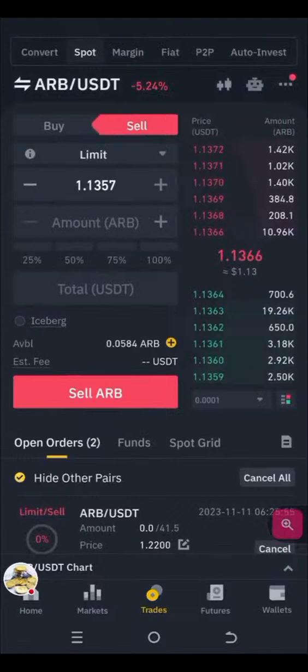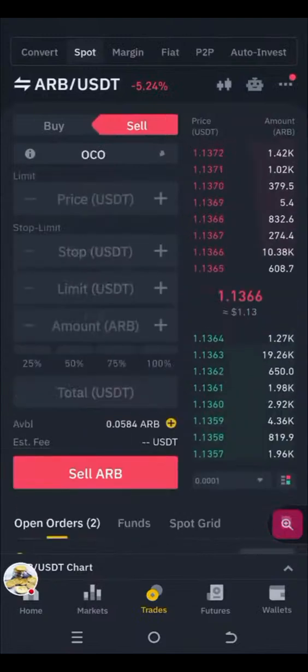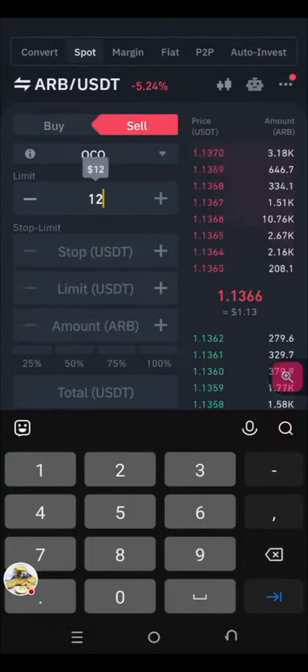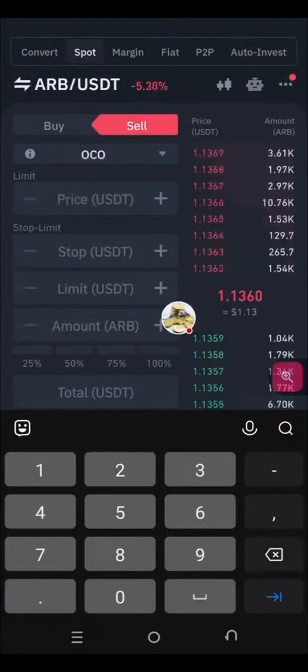Now, on the other hand, with OCO, let me show you. With OCO, you have to set your take profit. That's the amount you want to get it at. You put that amount here, the price you want. If that was supposed to be 1.22, I put that. The price is supposed to be 1.22, right? That's the price I want to get it at.